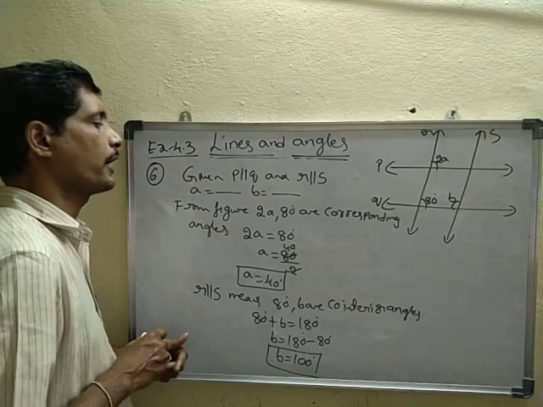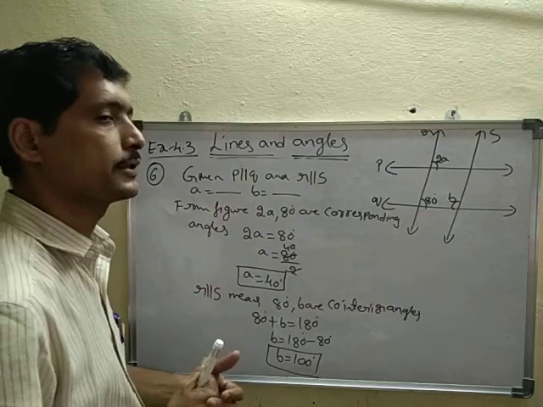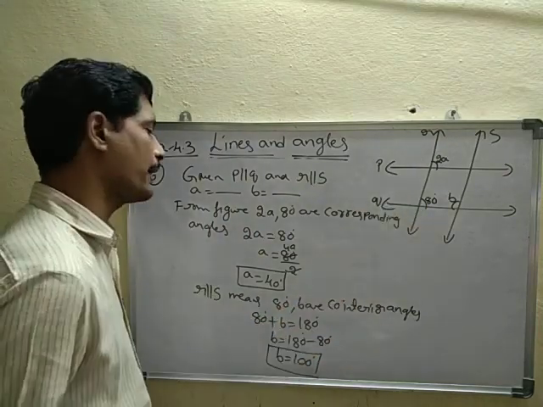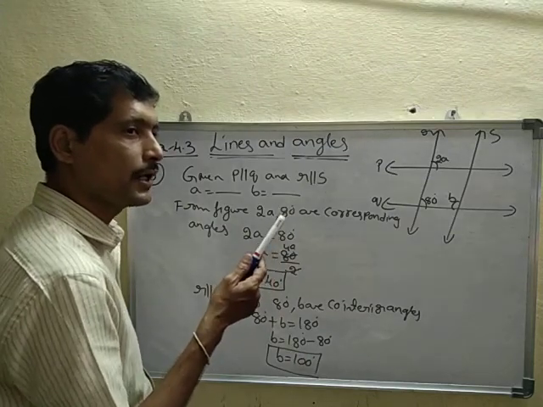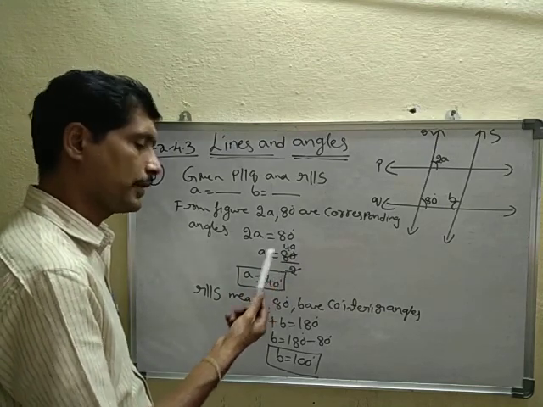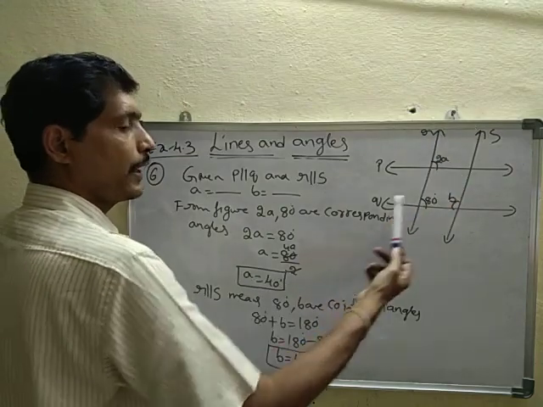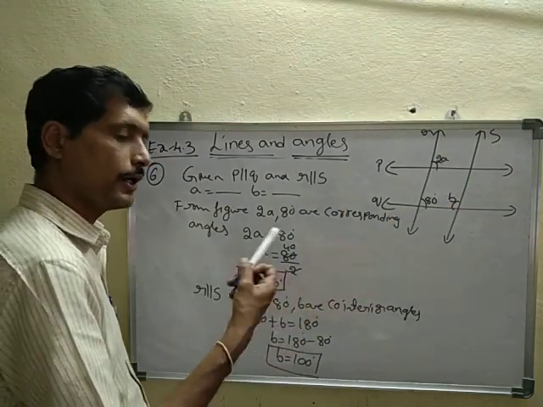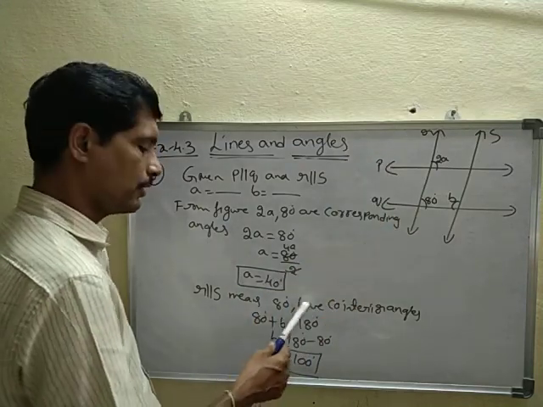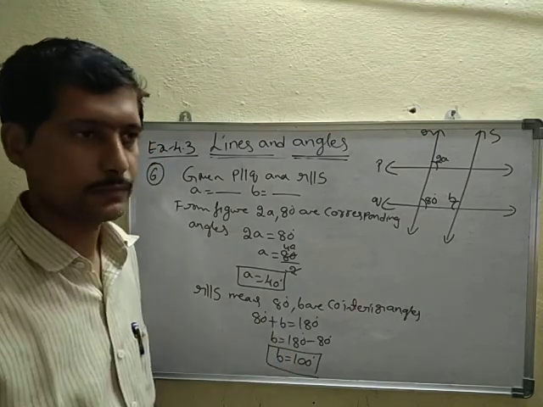Okay, here one more time. Here given PQ parallel to QR and R parallel to S. Find A and B. From figure, 2A and 80 are both corresponding angles. Corresponding angles are always equal. Therefore, 2A equal to 80, A equal to 80 by 2, 40. Next, R and S are parallel means here 80 and B are co-interior angles. Sum of co-interior angles equal to 180. 80 plus B equal to 180. B equal to 180 minus 80. B equal to 100.